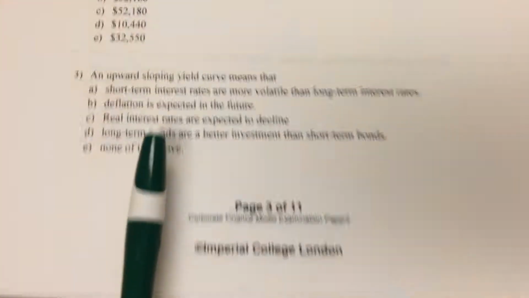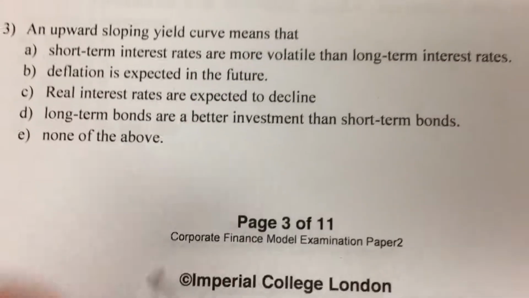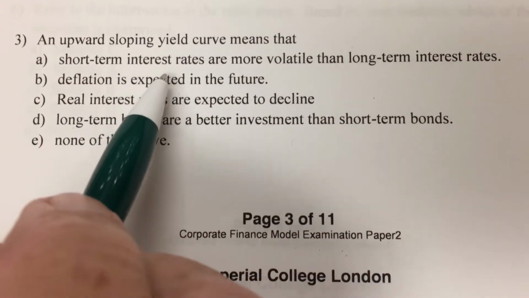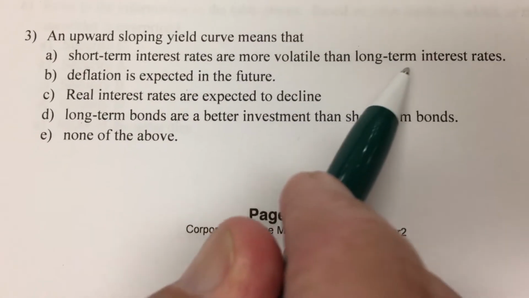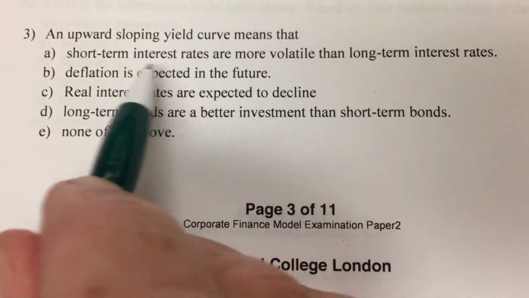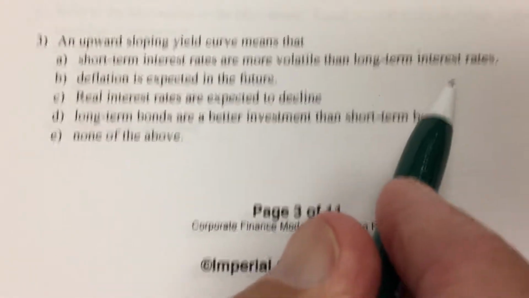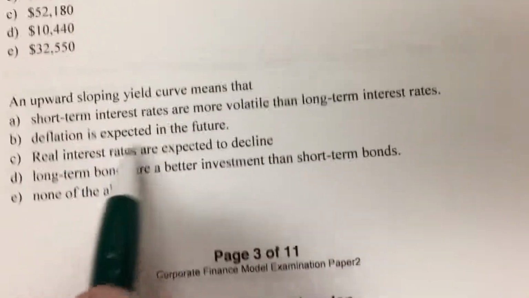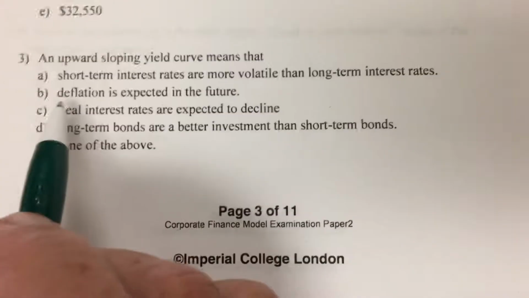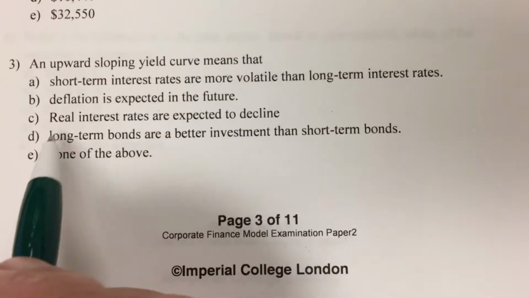Now we'll return to our problem. An upward yield curve might or might not mean that short-term interest rates are more volatile than long-term interest rates. It wouldn't appear that a yield curve tells us anything about volatility of interest rates. It tells us very specifically what the rate would be. It has nothing to do with deflation expected in the future. If anything, it might have something to do with inflation, but not necessarily deflation.